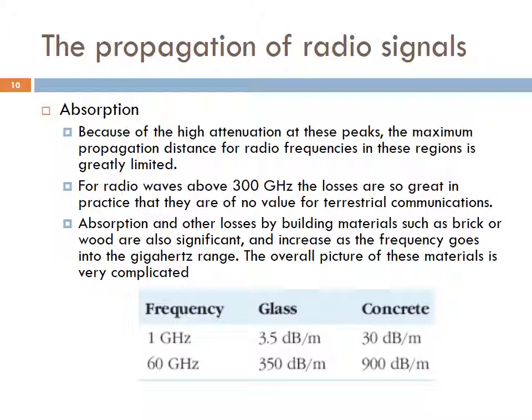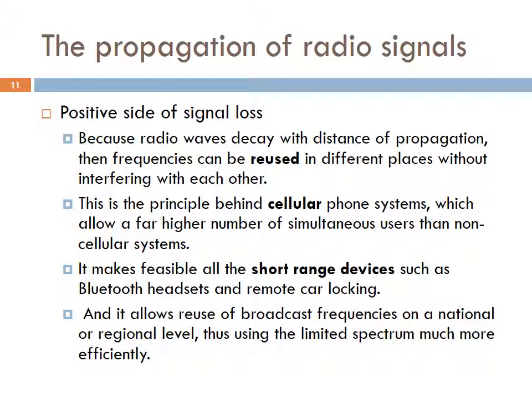So finally, I would just like to point out the positive side of signal loss through the inverse square law, absorption and other effects. Because radio waves decay with distance of propagation, frequencies can be reused in different places without interfering with each other. This is the principle behind cellular phone systems, which allow a far higher number of simultaneous users than non-cellular systems.